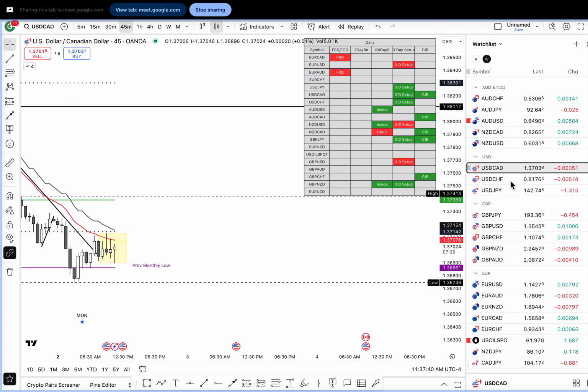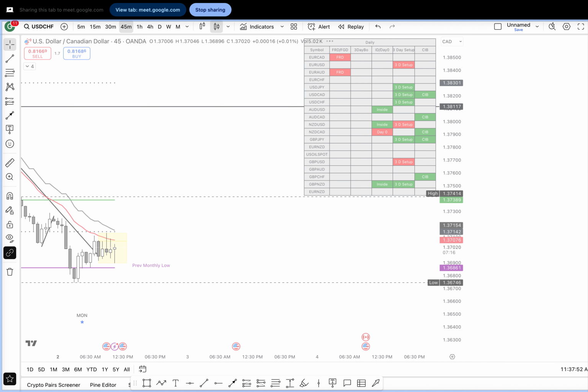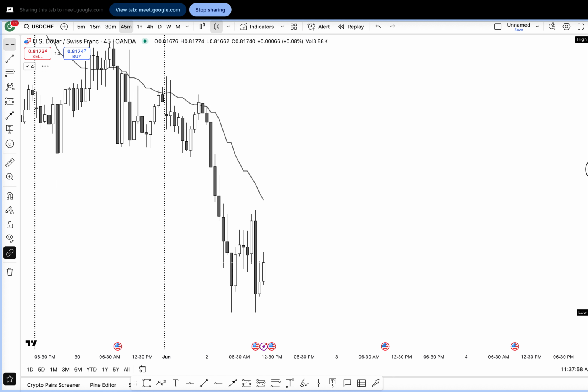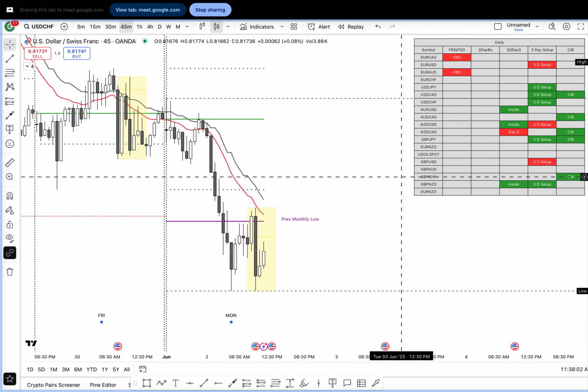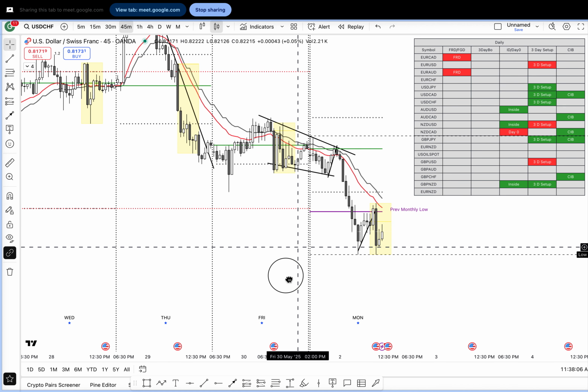Now, what other market again? USDCHF is a 3-day setup. You see they're showing the 3-day setup. Let us know why. So the screener says 3-day setup. Can you see that?